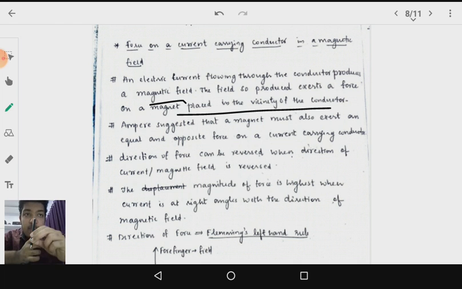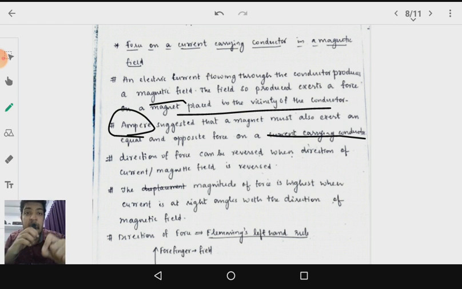That means if I have a conductor like this, there will be some magnetic field produced due to this particular conductor, and if I place a magnet in the vicinity of that field, then it will experience a force. Now a scientist known as Ampere suggested that a magnet must also exert an equal and opposite force on the current carrying conductor. So the direction of the force can be reversed when the direction of the current or magnetic field is reversed.